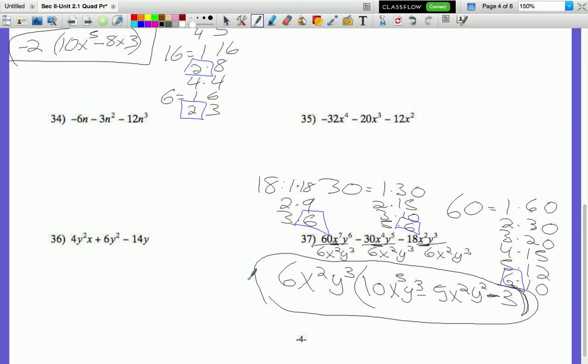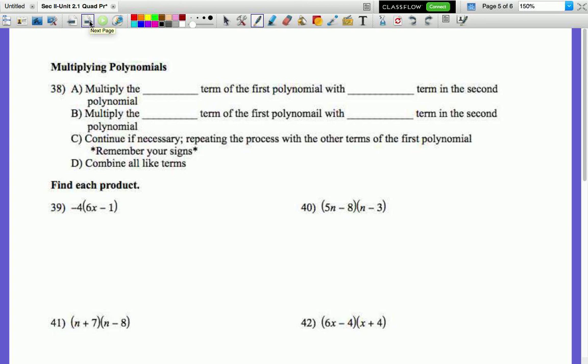Next section, we're going to talk about multiplying polynomials. That is what's on the next page. If you'll take your time and flip your notes to the next page. When multiplying polynomials, multiply the first term of the first polynomial with the first term of the second. Multiply the second term of the first polynomial with the second term in the second polynomial. Sorry, I might have gotten those backwards.